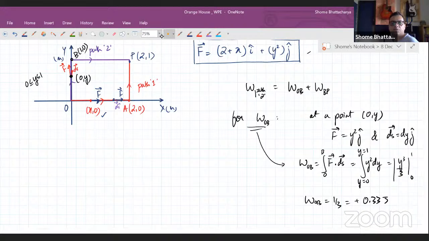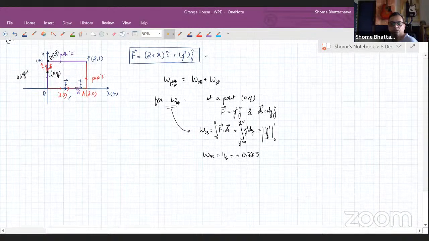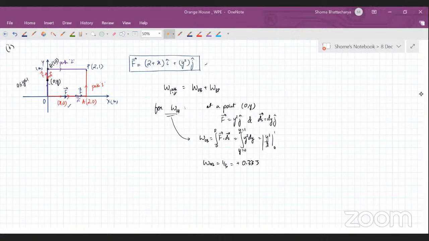So take down this part and show by a similar method that as you go from B to P, you will again get the work done as 6 joules. So the net work done from O to P via path 2 will again come out to be 6.33 joules. So note down this part and try out the last thing yourself, the work done from B to P, if you haven't done that already. Figure out how you'll do all these things.